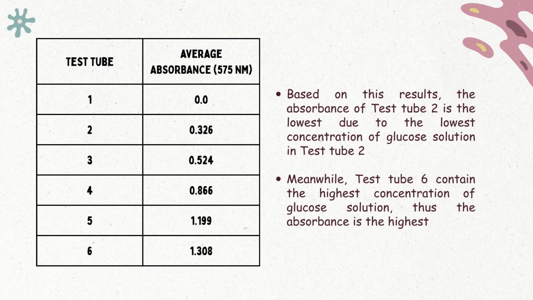The result of the absorbance. Based on this result, the absorbance of test tube 2 is the lowest due to the lowest concentration of glucose solution in test tube 2. Meanwhile, test tube 6 contains the highest concentration of glucose solution, thus the absorbance is the highest.